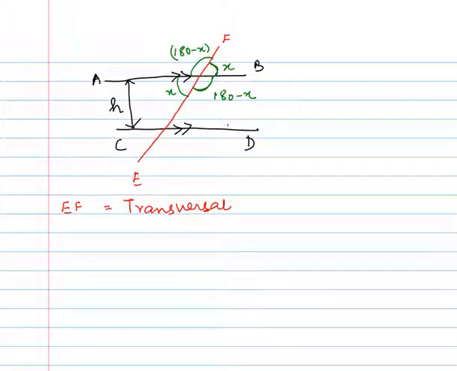Now for line CD, if this angle is x, this is also x because these two are the same line with different names, we can say. So if I superimpose CD on AB, it will be the same line. So if this angle is x, this is also x. Again, as above, this will be 180 minus x, this will be 180 minus x, and this will be x.